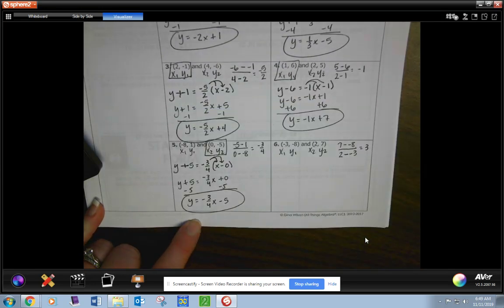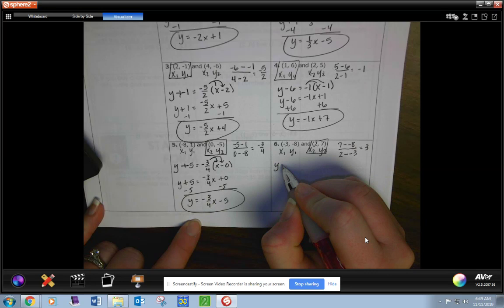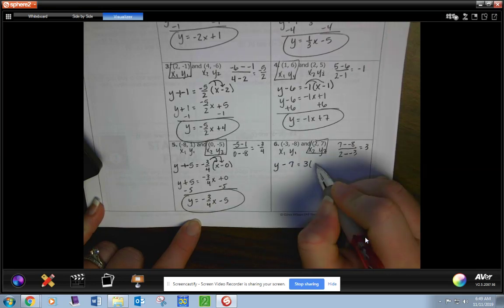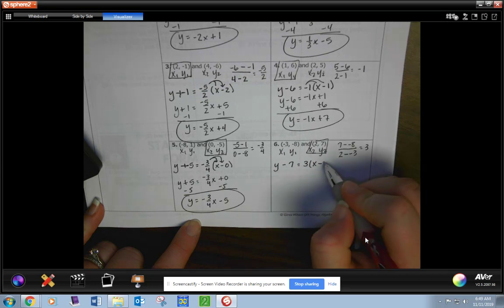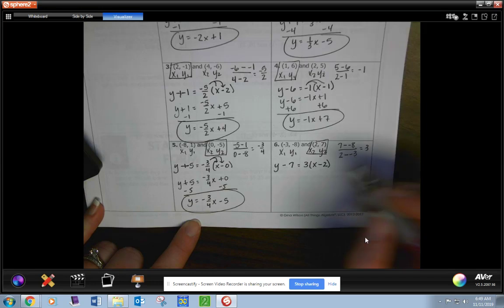The point that I'm going to pick, it really doesn't matter because they're both bigger numbers. I'm going to go with the 2, 7. So I'm going to do y minus, and then the y I picked was 7, equals 3 times x minus, and the x I picked was 2. Since I picked positive numbers, I don't have any double negatives, so I just distribute.